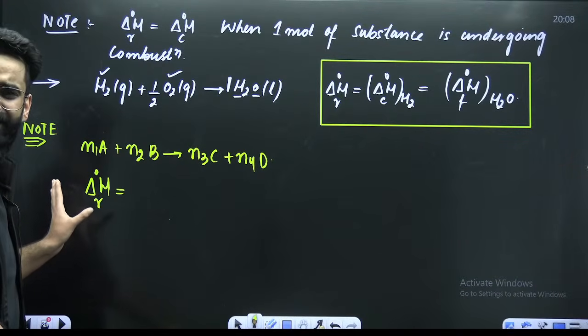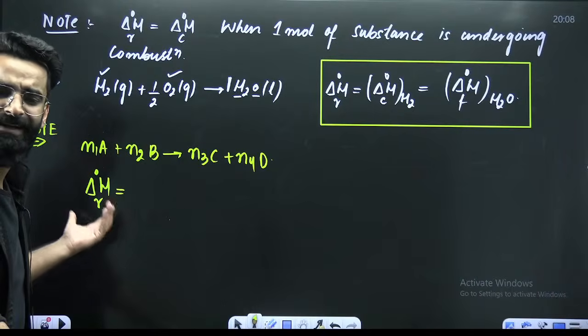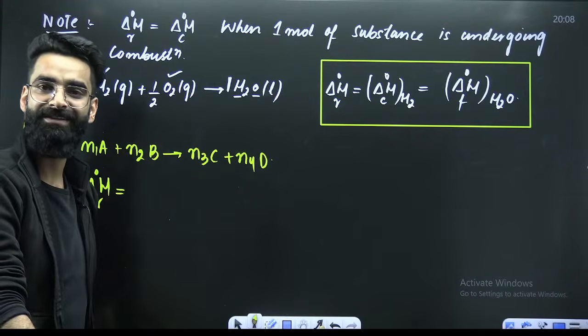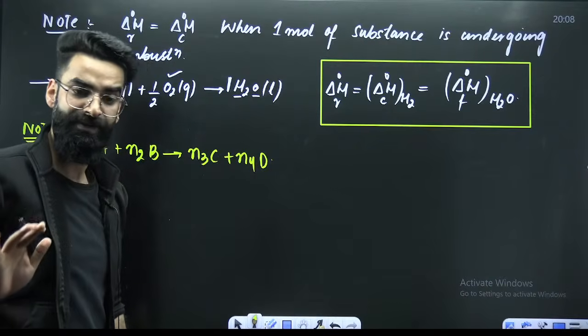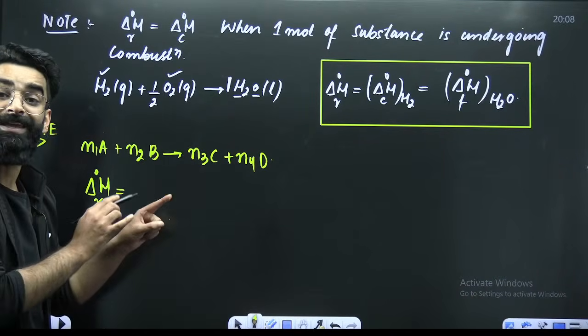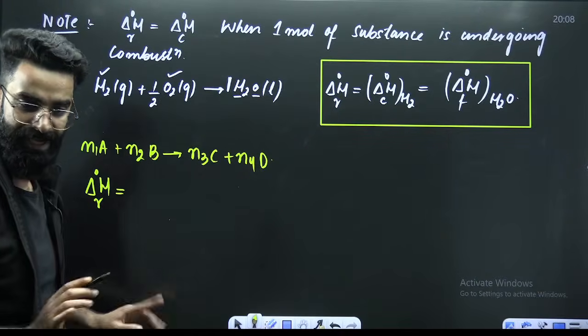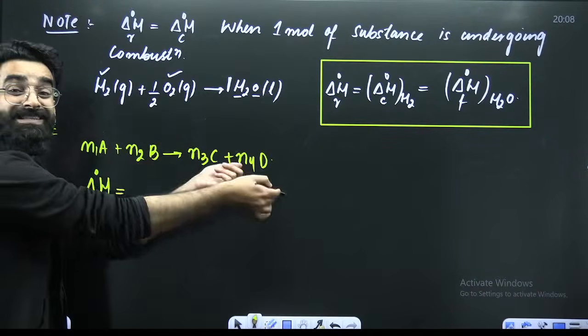One way of calculating standard enthalpy of reaction. What is that? Formation of products minus formation of reactants. But there is one more way as well. It is going to be combustion of reactants minus combustion of products.